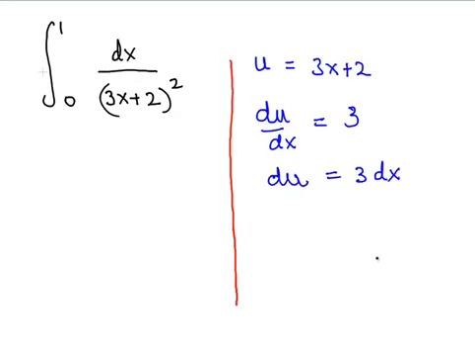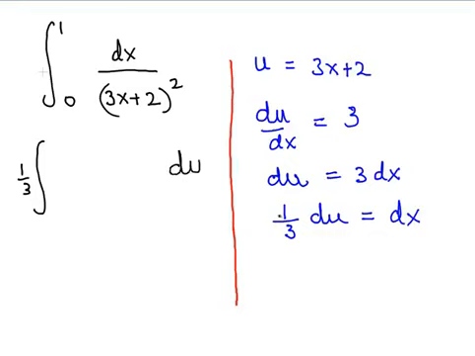In this particular instance, we're going to use this further simplification: 1/3 du is equal to dx. So let's go back to our integral. What we can do is take the 1/3 out. So we have taken care of the 1/3. Replace dx with du because we've already taken care of the 1/3. It's du there. And what we have here is 1 over u squared.